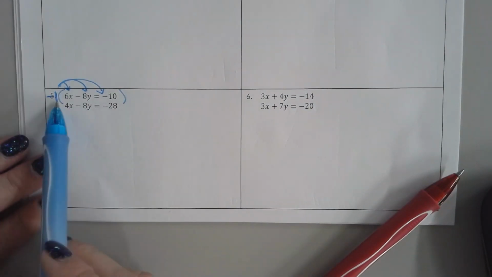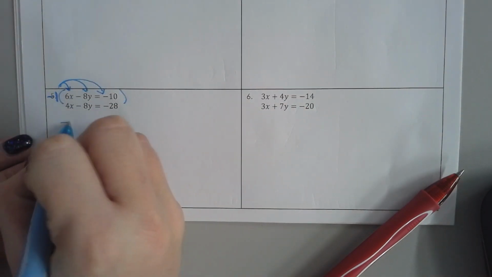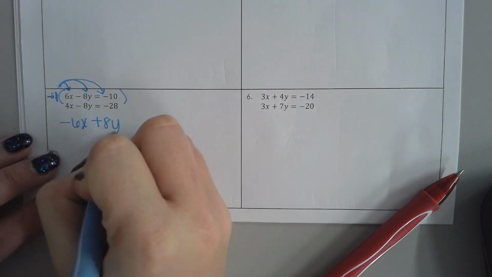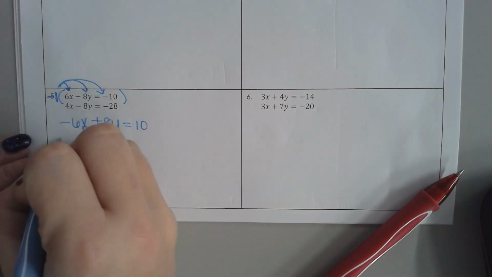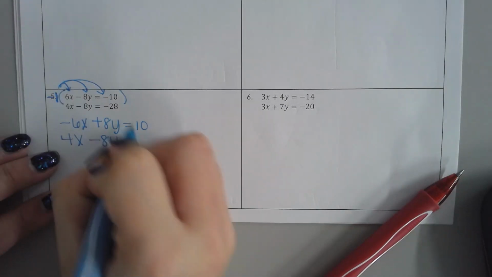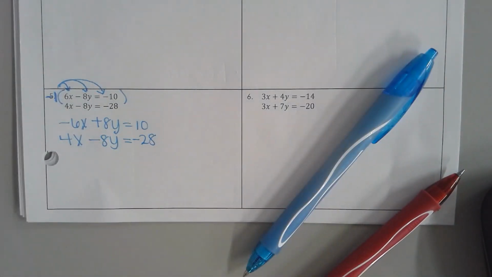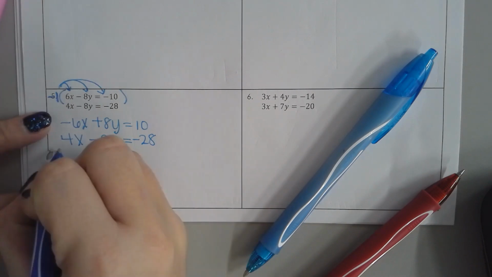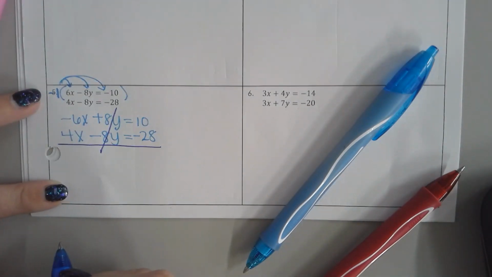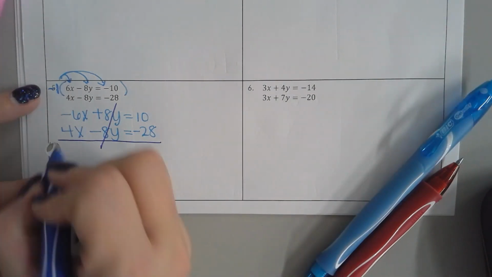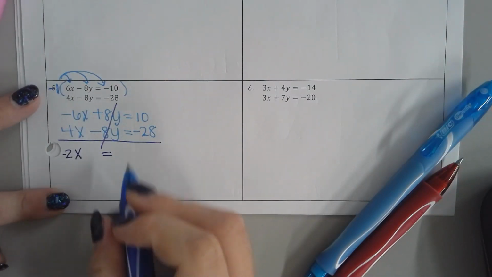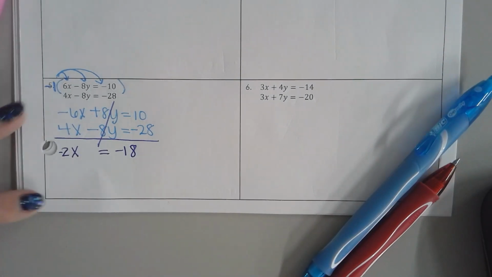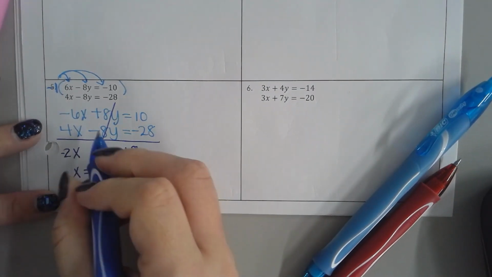So negative 1 times 6x is negative 6x plus 8y equals 10. And then I am going to choose to leave my second one the same. 4x minus 8y equals negative 28. Now that I did that, can something cancel? Yeah. The y's, right? Negative 6x plus 4x is negative 2x. 10 plus negative 28 is negative 18. So x equals 9.